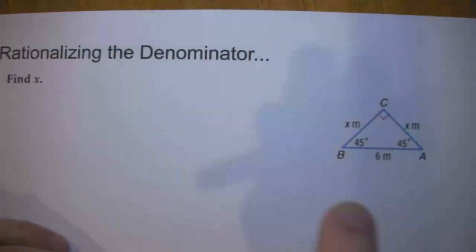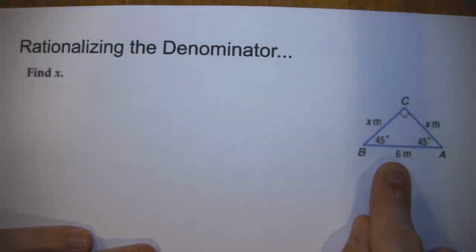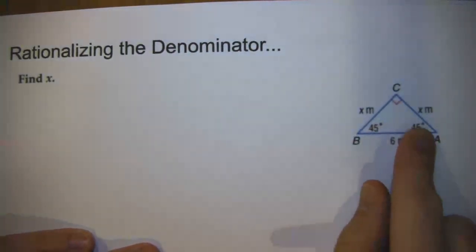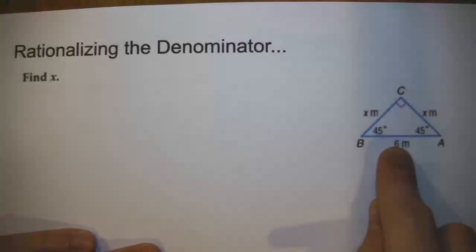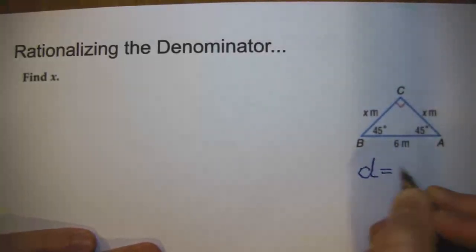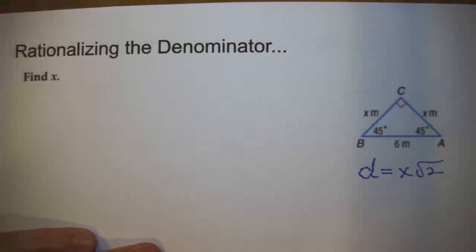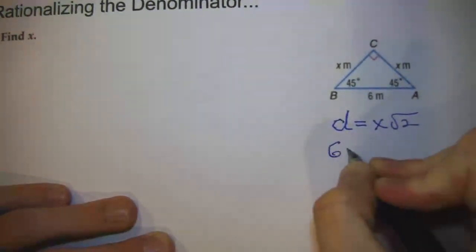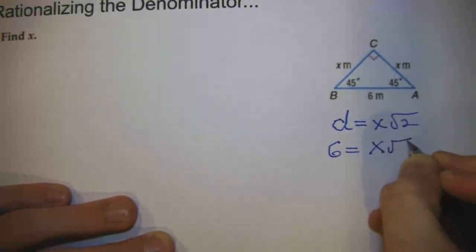In this case, notice we're going backwards this time. Instead of knowing what x is and just multiplying it by radical 2, we're going to go the other way around. So remember, we said that d, this side here, is equal to x times the radical 2. All right, well, let's fill it in. I know what d is in this case. So d is 6. So 6 equals x radical 2.